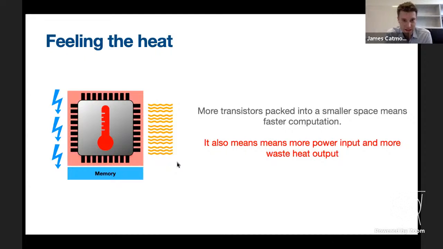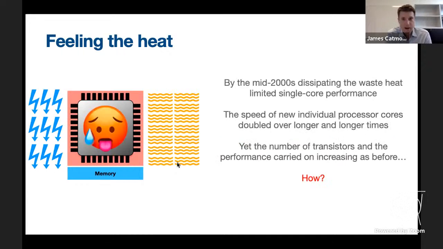And the reason for this is slightly mundane. There are several reasons, but the main reason is just to do with heat. The more transistors you pack into a smaller space on the surface of a processor, the faster the chip is at doing the calculations. But you have to put more electrical power into the chip in order to drive all of those transistors. And the more power you put in, the more waste heat comes out, because this energy has to go somewhere. And by the mid-2000s, dissipating all of this waste heat limited the performance of a single computer processor core. The time it took for the speed to double was taking longer and longer. So they weren't getting faster anymore.